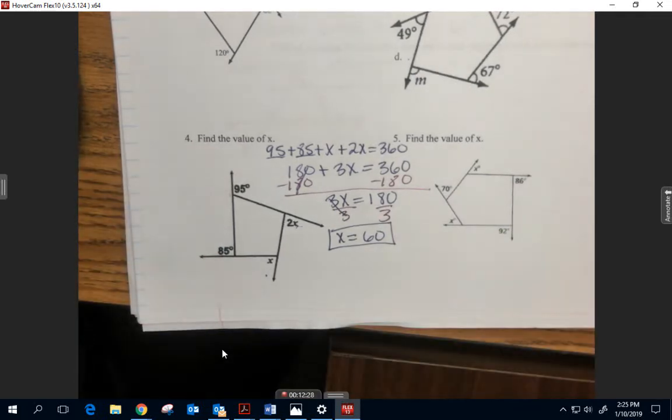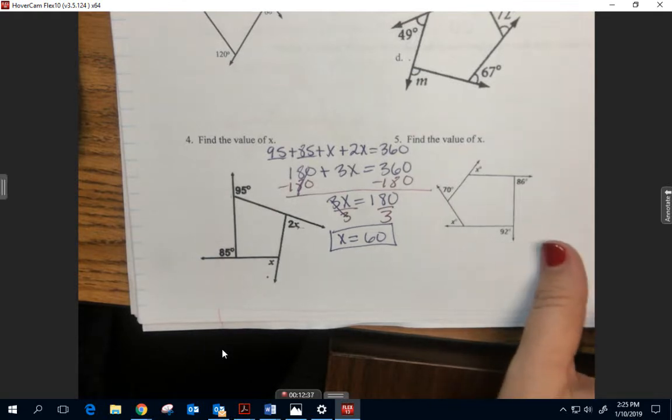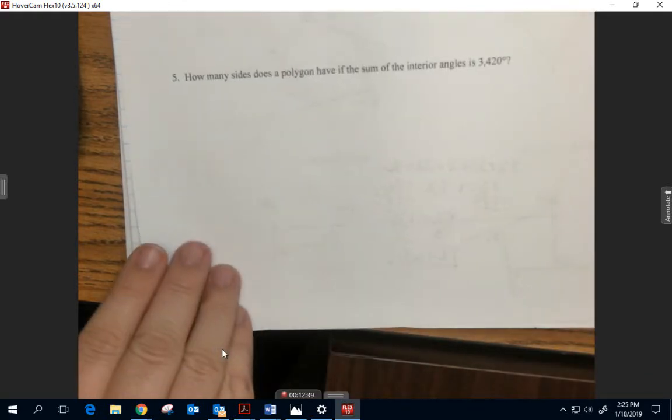So, what's the only thing you really need to know about exterior angles? They add up to 360. That's all you need to know. Easy. Let's turn the paper over.